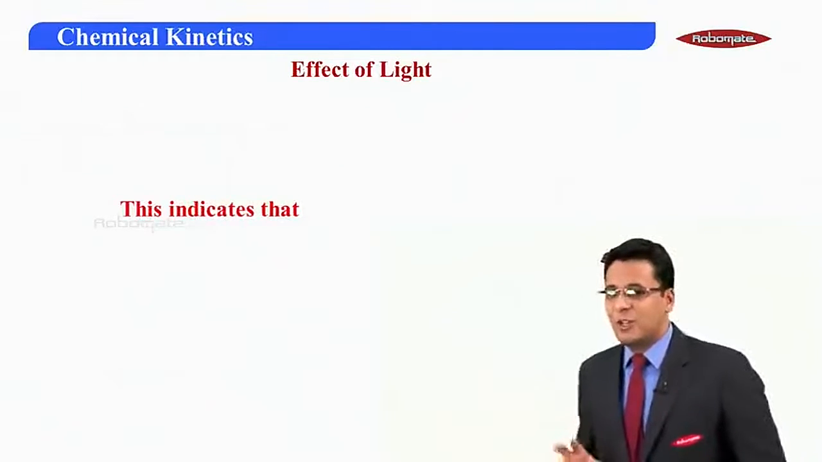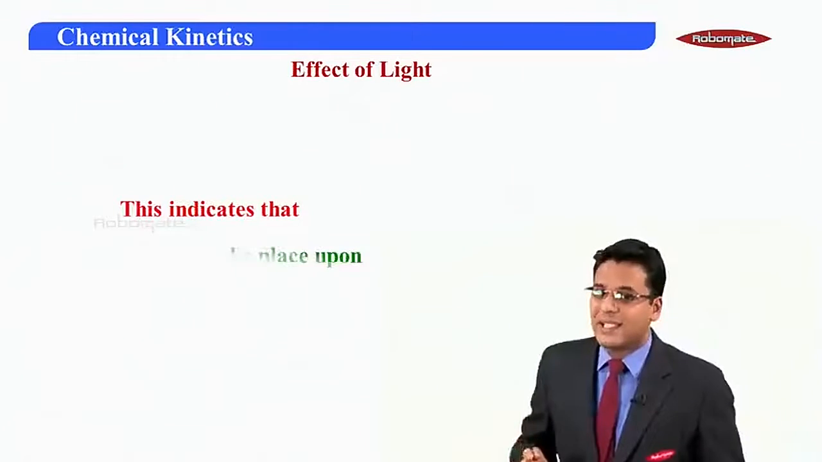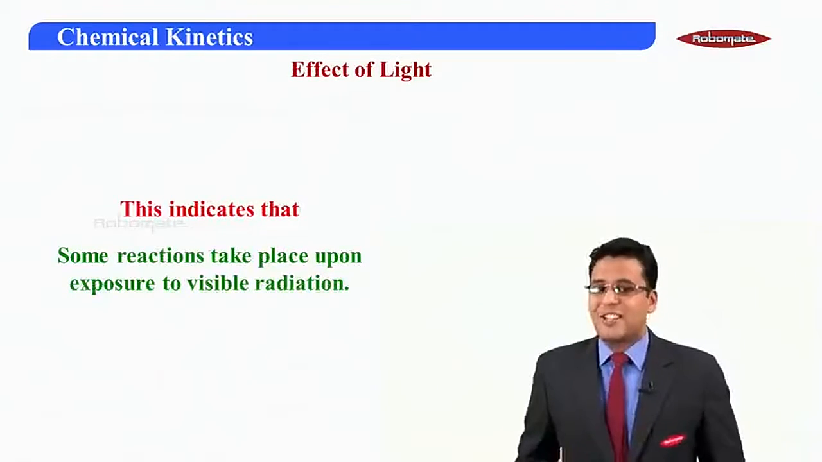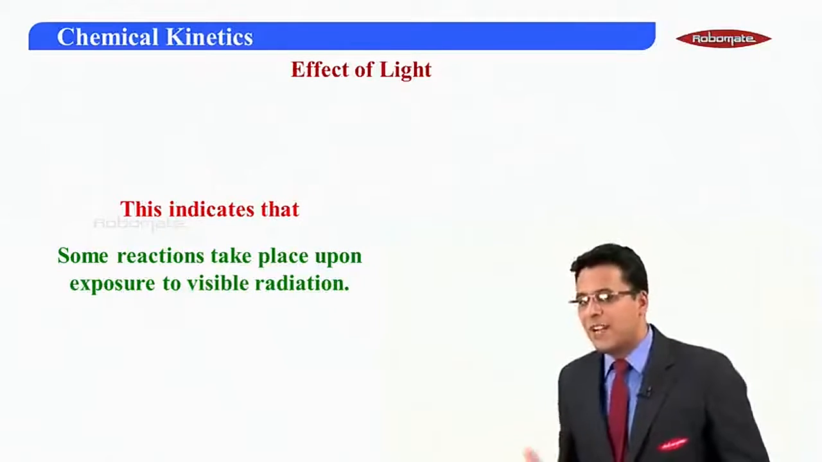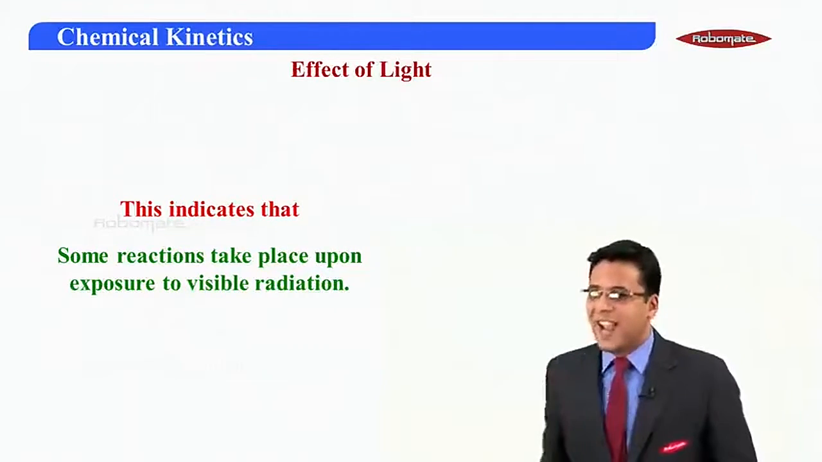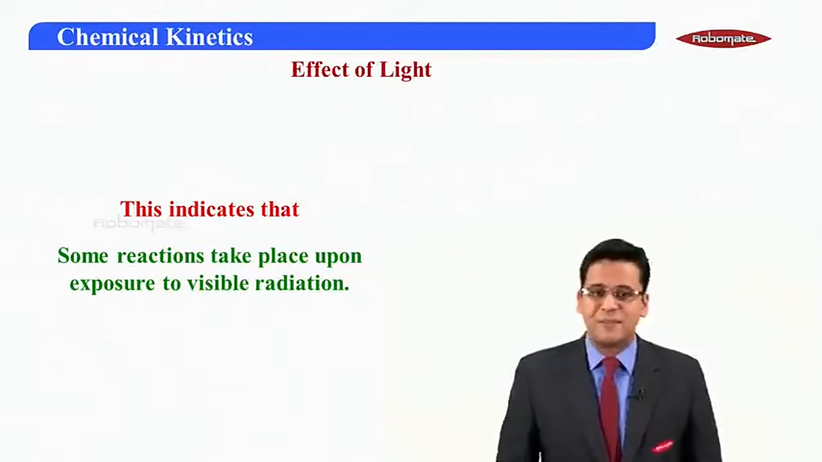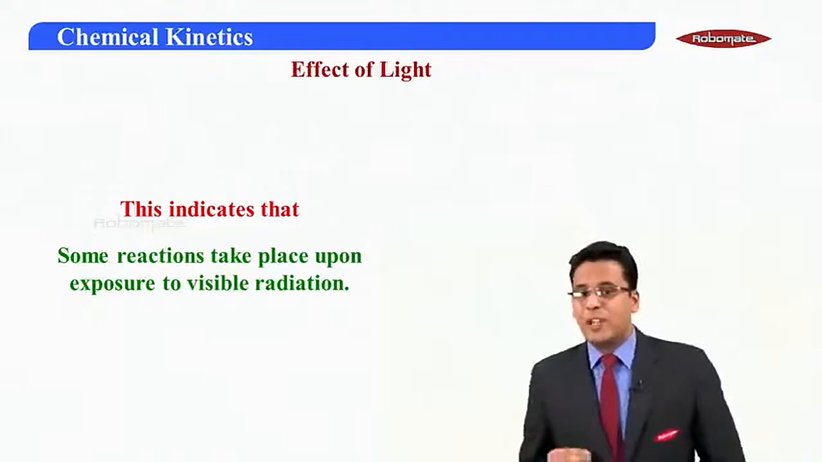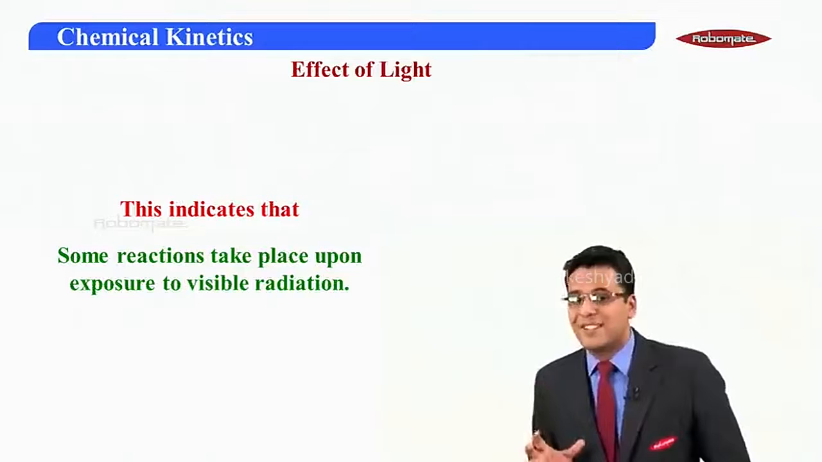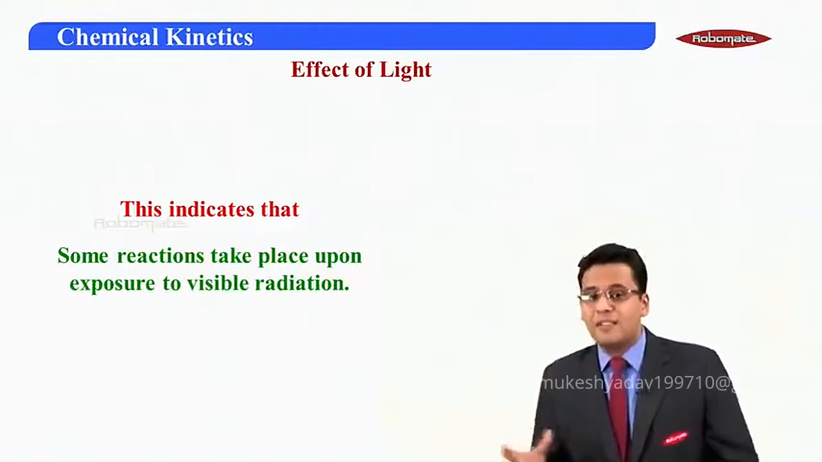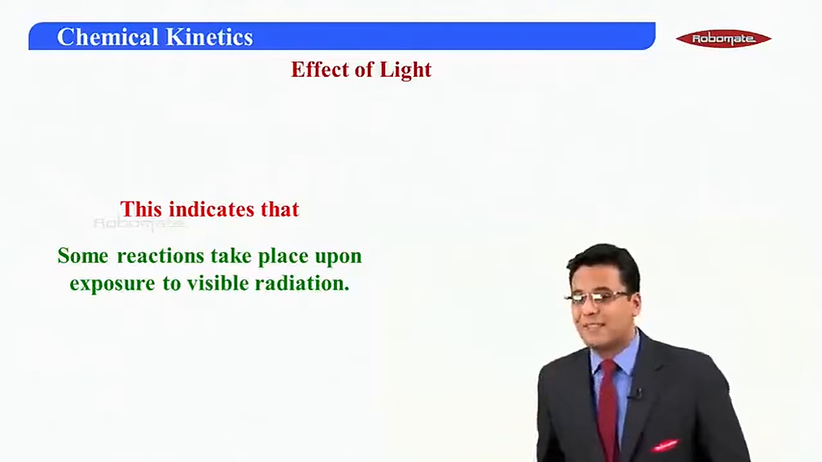So as I told you, the example of HNO3 indicates that some reactions take place upon exposure to visible radiation. These reactions are called photochemical reactions. There's one more thing you need to note here, that such photochemical reactions become more vigorous if they are exposed to more intensity of light.